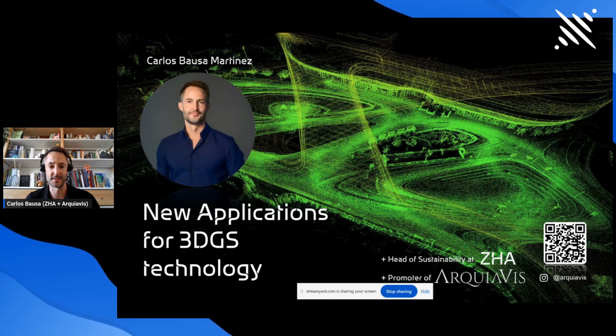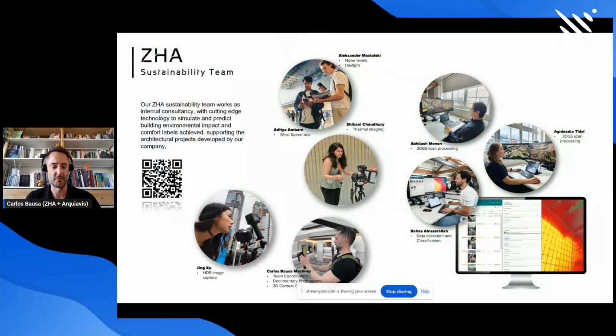I'm the head of sustainability in ZHA, and in ZHA normally we work on making sustainability visible through different technologies. ZHA is a company composed of around 500 people, but internally we have an environmental sustainability team, which is the one that I'm managing. This group of specialists and I act as an internal consultant for the practice, where we show them the type of influence or impact that the buildings will have in the environment through different technologies and different simulations.